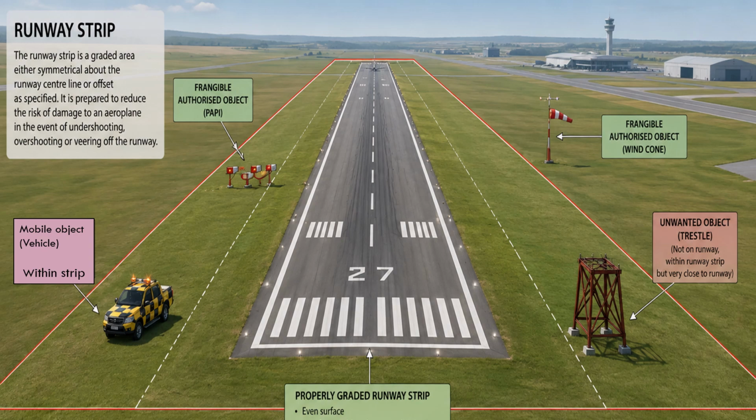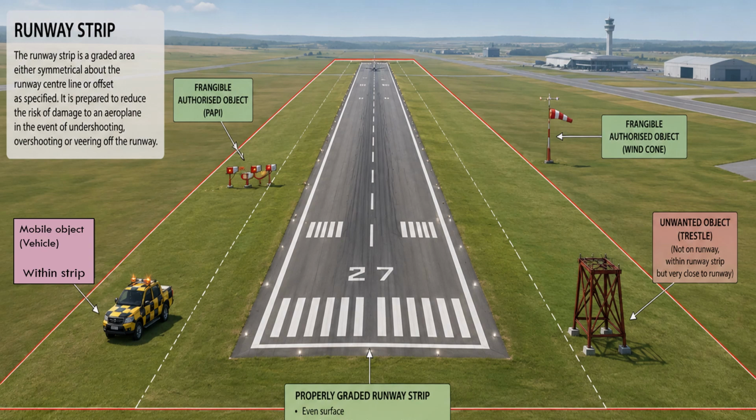Friends, in a nutshell, the runway strip is a defined safety area that includes the runway and stopway, designed to minimize aircraft damage if it veers off the runway and to protect aircraft during takeoff and landing. Only frangible visual aids and authorized safety objects are allowed within the strip. No mobile or fixed obstacles should exist during runway operations.